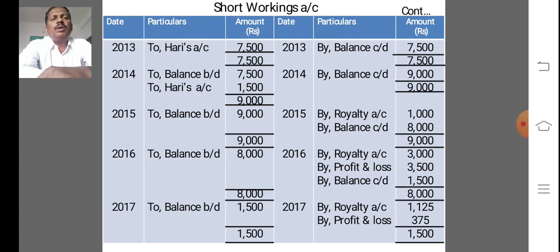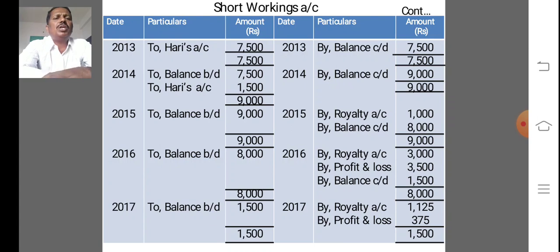And another account is the short workings account. In the year 13, to Hari's account 7,500, balance carried on, that is the balancing figure 7,500, is transferred to 2014. To balance brought down 7,500, and this year short workings in the name of Hari's account 1,500. Total short workings of 13 and 14 is 9,000, and the credit side difference is 9,000. That 9,000 is treated as the balancing figure, and that amount is to be transferred to the beginning of 2015, to balance brought down 9,000.